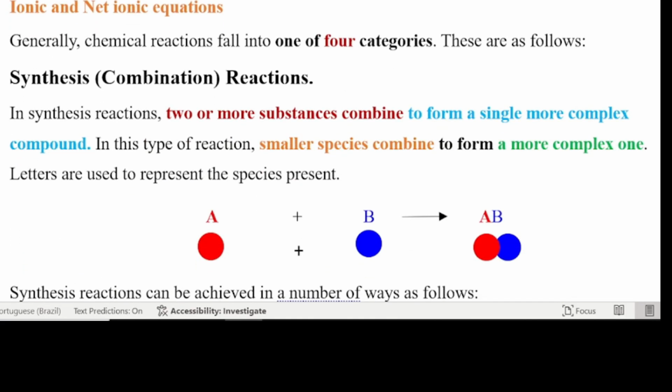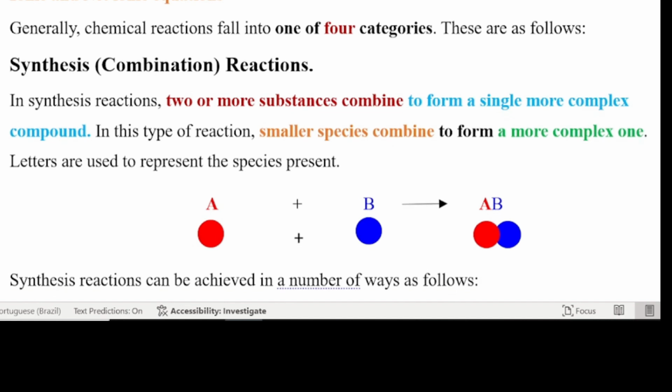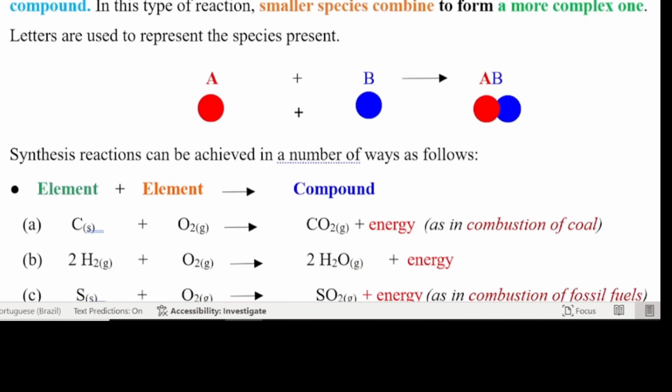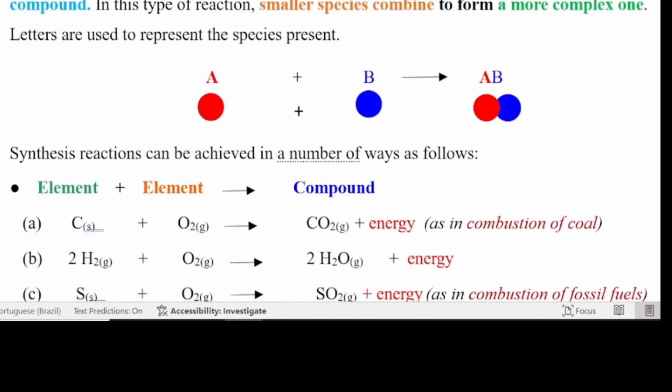Generally, chemical reactions fall into one of four categories, and these are as follows. You have a synthesis reaction, which is called a combination reaction. In a synthesis reaction, two or more substances combine to form a single more complex compound. In this type of reaction, smaller species combine to form a more complex one.